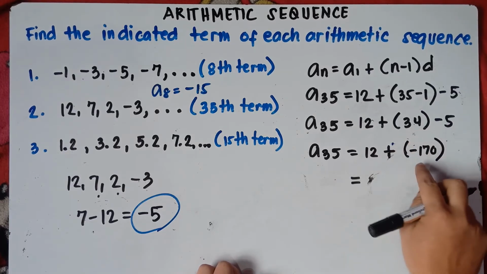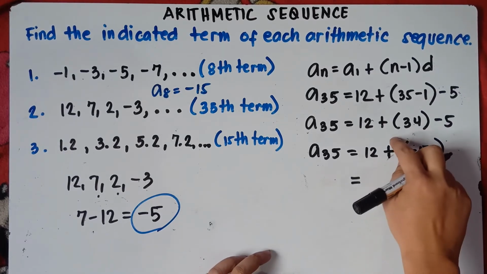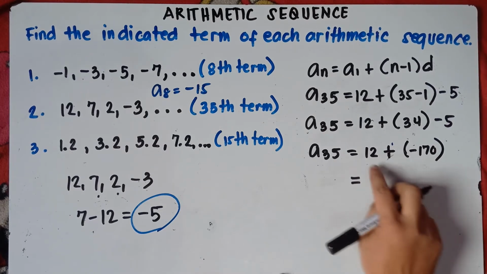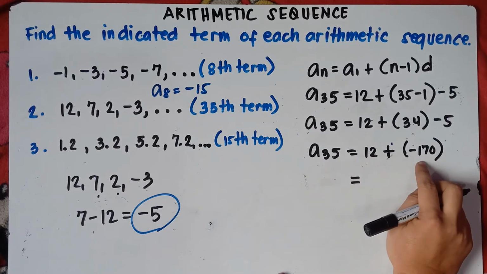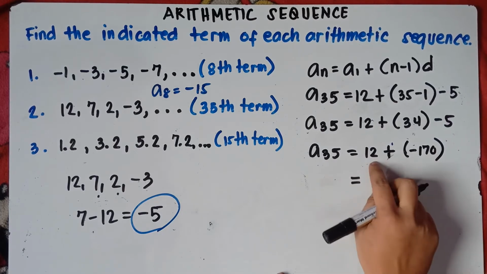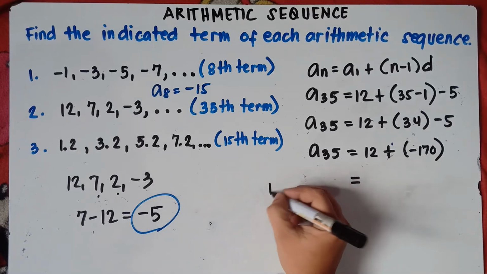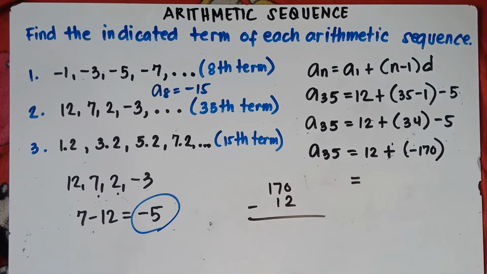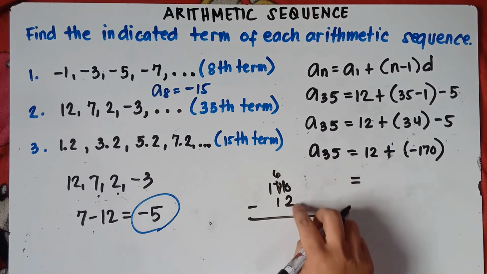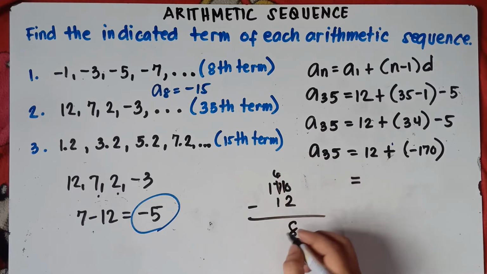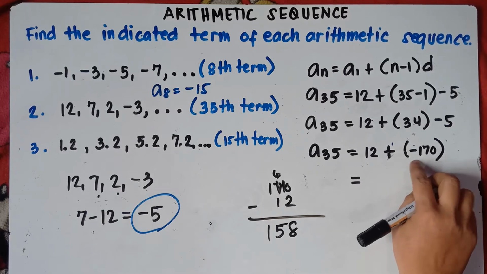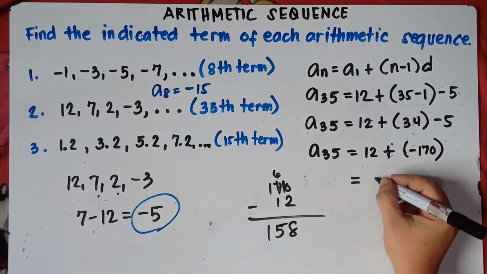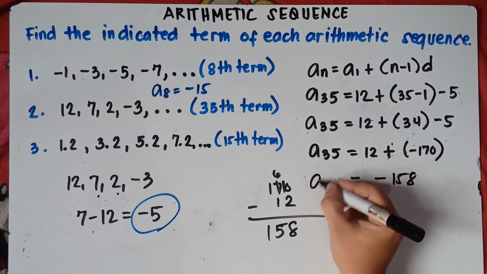34 times negative 5, you get negative 170. So adding integers, 12 plus negative 170. If the signs are not the same, so we have positive 12 and negative 170. So if the signs are not the same, subtract, then copy the sign of the larger number. So 170 minus 12, this is borrow 1, this will be 6, and this will be 10. 10 minus 2 is 8. 6 minus 1 is 5, and then bring down 1, 158. And since 170 is greater than 12 and is negative, we have negative 158. That would be our A sub 35.